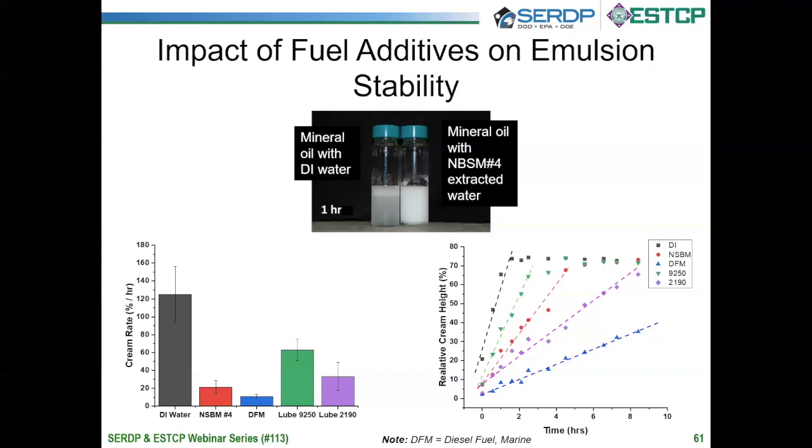So in the bottom left, we have cream rate. This is the bar chart. We have cream rate per hour. For DI water, as you expect, there is a high cream rate, which indicates low stability. And then NSBM seems to be an average of the marine diesel fuel and the 2 lube oils that are contained in NSBM. This is consistent with our relative rate of creaming, which is the diagram that's provided on the right. And you can determine, based on the slope of the data points, the rate at which the sample destabilizes or creams.